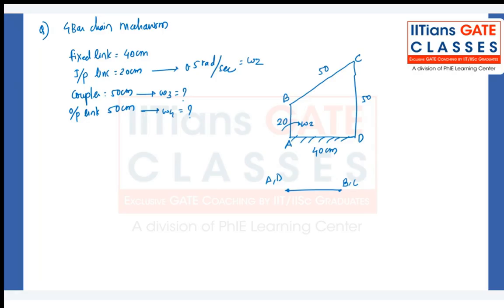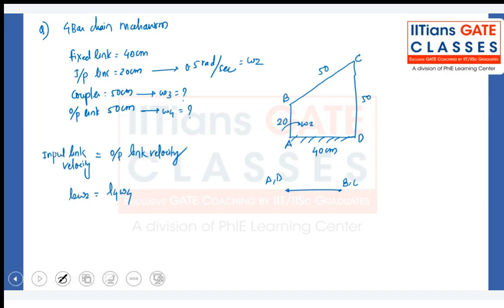Okay, your B and C will be on the same line, right? So I'll say input link velocity has to be equal to output link velocity. So that is L2 omega 2 is equal to L4 omega 4. Okay, this is my first link, second link, third link, and fourth link. L2 omega 2 is equal to L4 omega 4, and coupler link omega 3 is equal to 0.